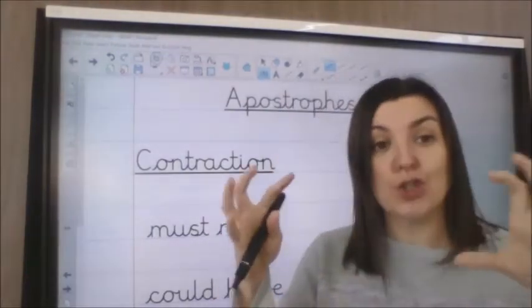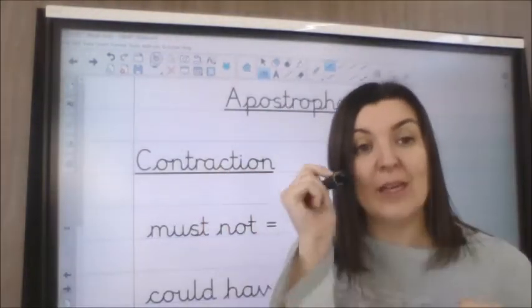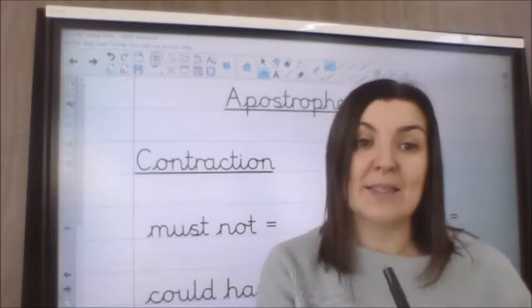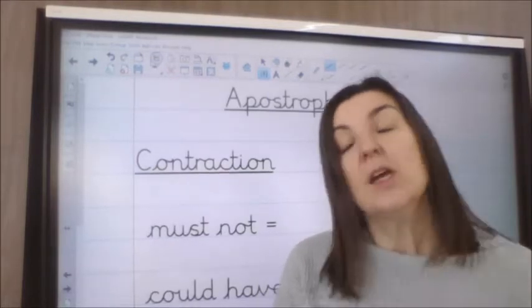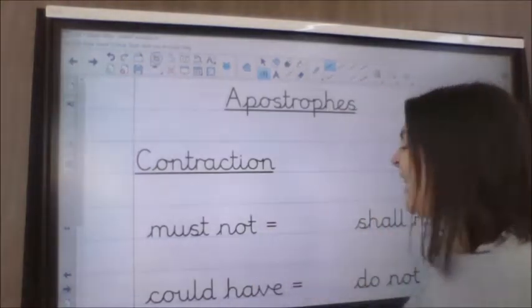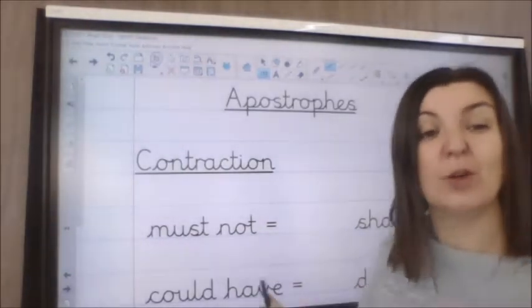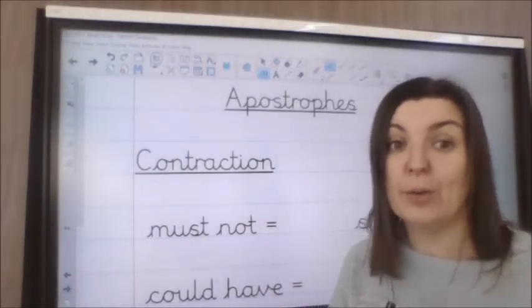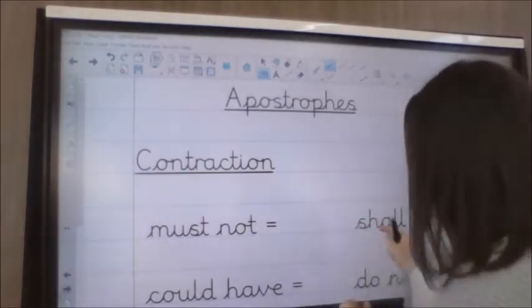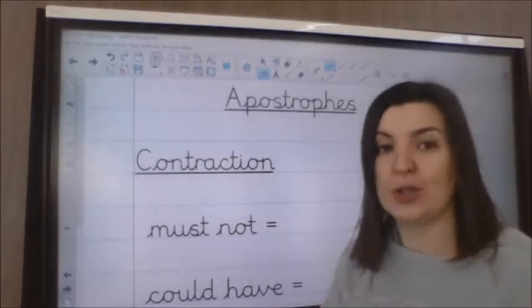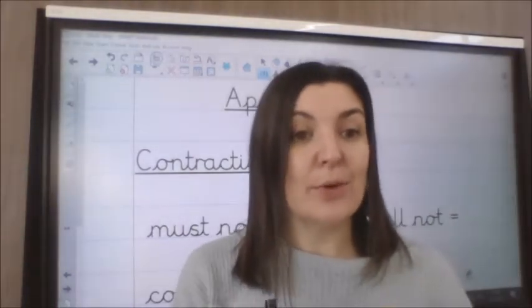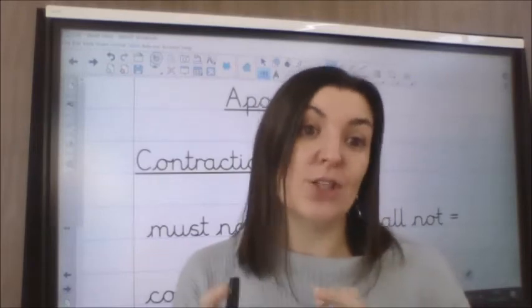That's when we've got two words and we've put them together, and the apostrophe goes where the missing letters would have been. So if I look at these, I'm going to do two together, then you're going to pause the video, see if you can do the other two in your purple book. So I've got must not and shall not.